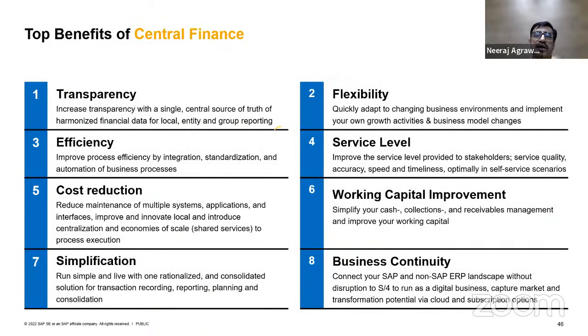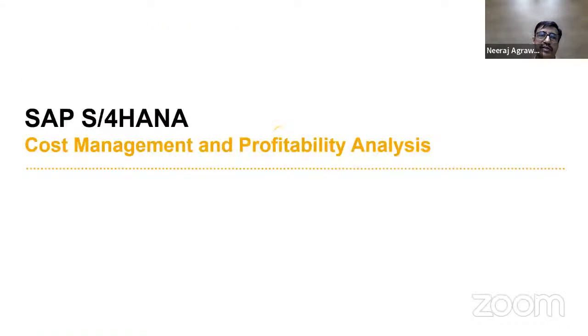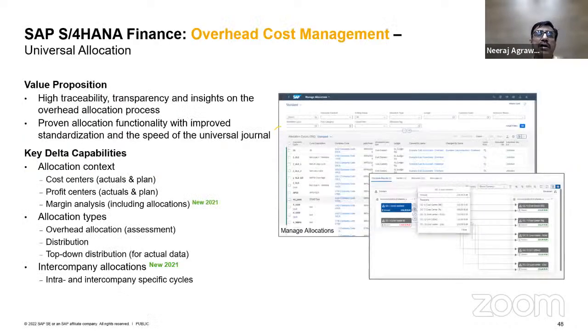So these are the things that I had been talking of already. So maybe we'll just move faster here. Then we also have the cost management and profitability analysis. This is another area where we have a lot of capabilities. This also brings in a lot of value proposition by way of allocations. So we can now allocate actuals and plan data for cost centers, profit centers. Allocations can now be done for margin analysis also.